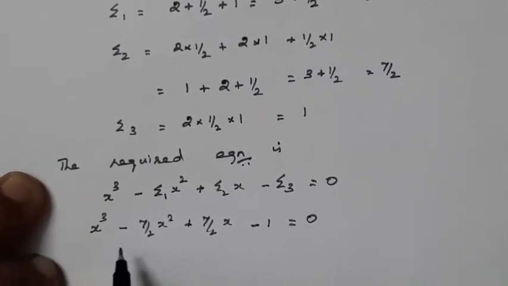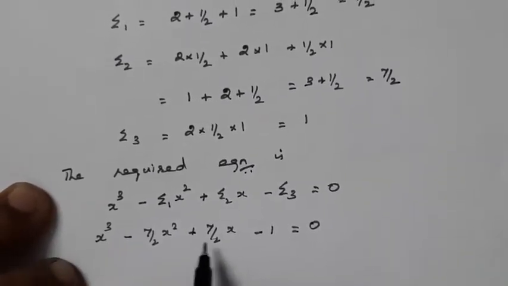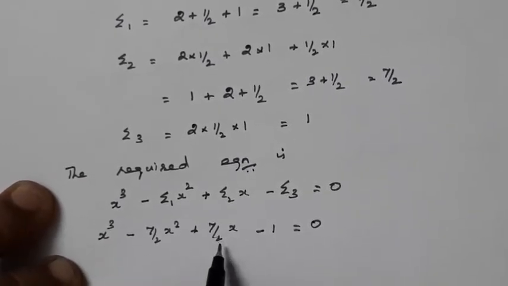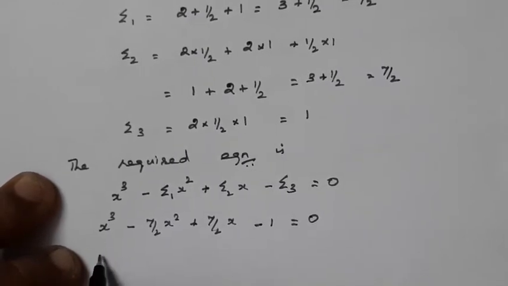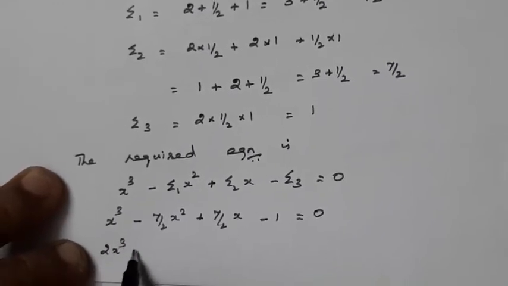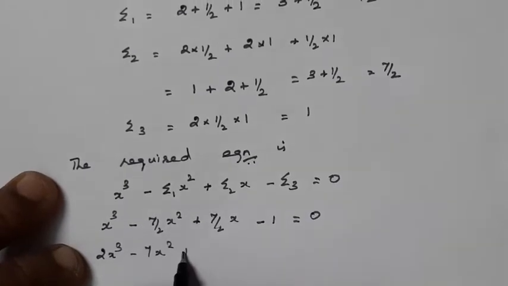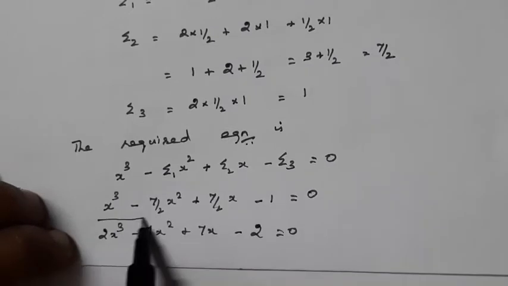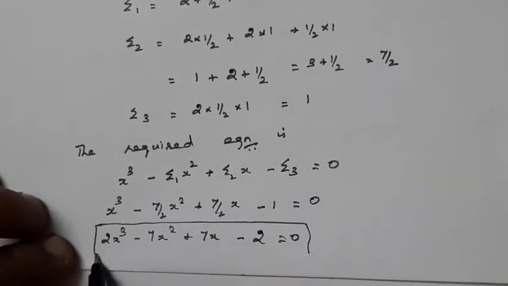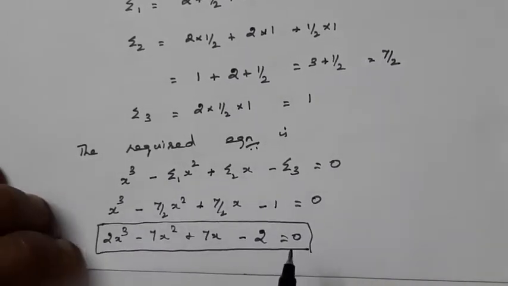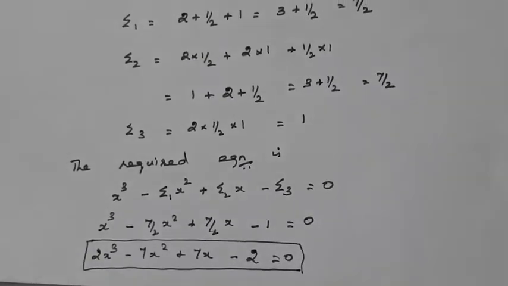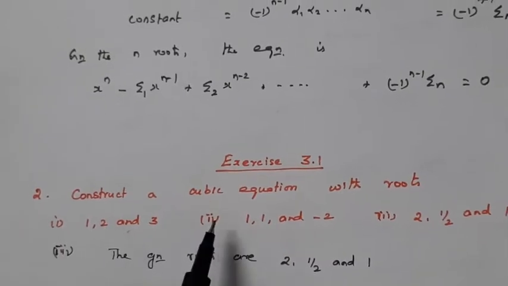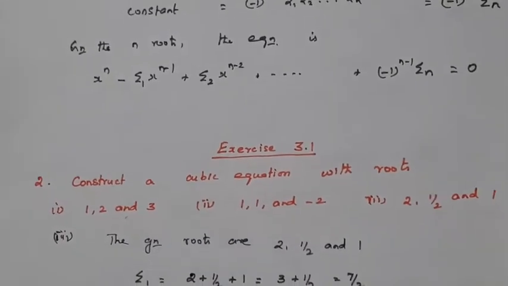You should not stop the equation with fractional coefficients, so let us convert it to integers. That means you multiply throughout by the denominator 2. On multiplying, you will have 2x cube minus 7x squared plus 7x minus 2 equal to 0. This is the required cubic equation whose roots are 2, 1 by 2 and 1. In the same way you can try the first one and the second one.